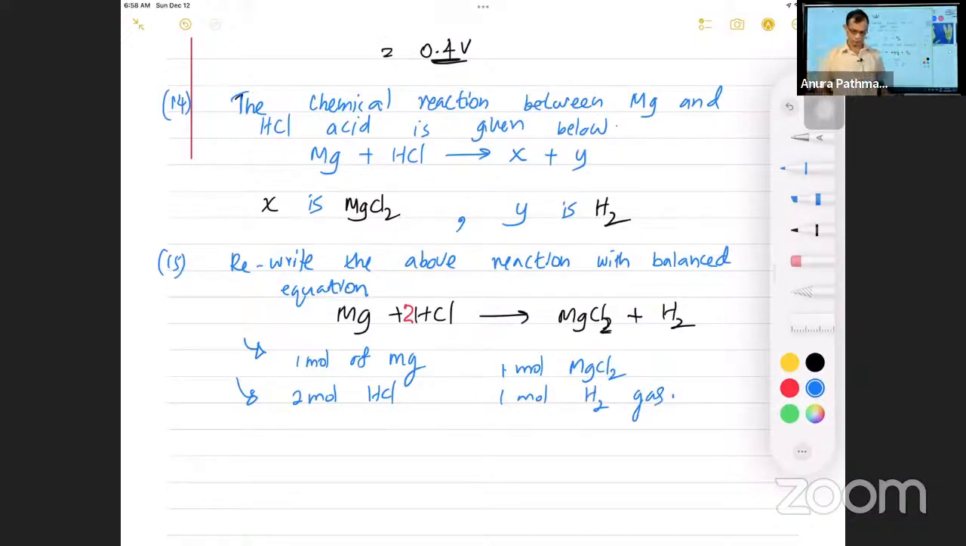Yes, sorry. That's a superb idea. AQ, and AQ gas. I forgot it. HCl should be AQ, aqueous. All right.